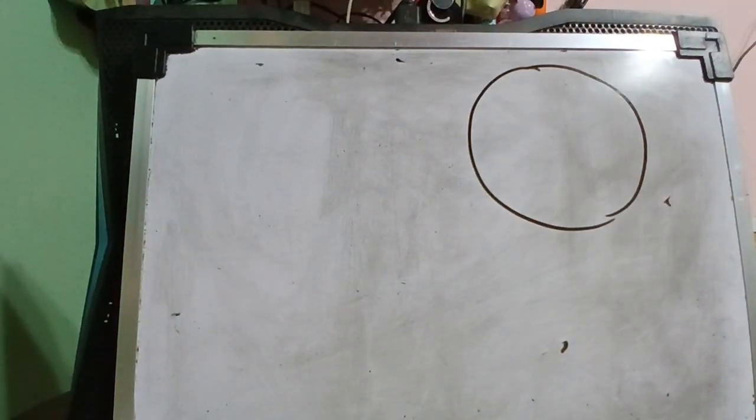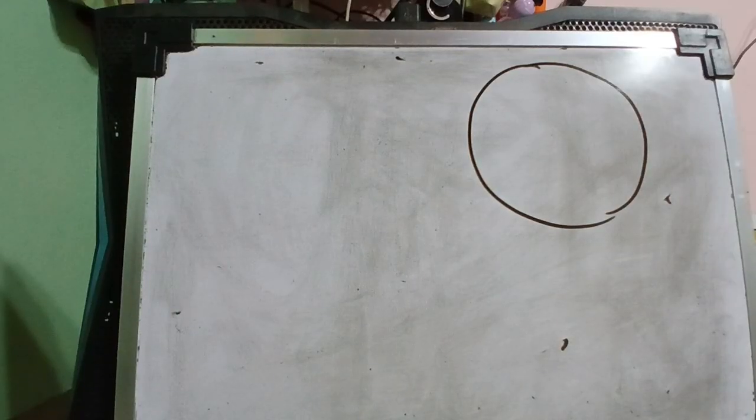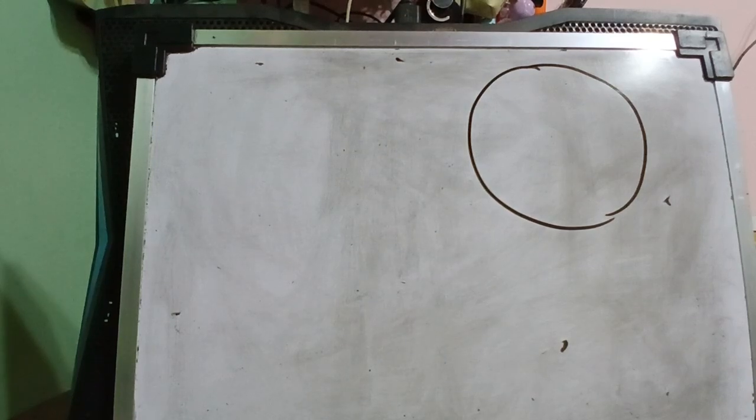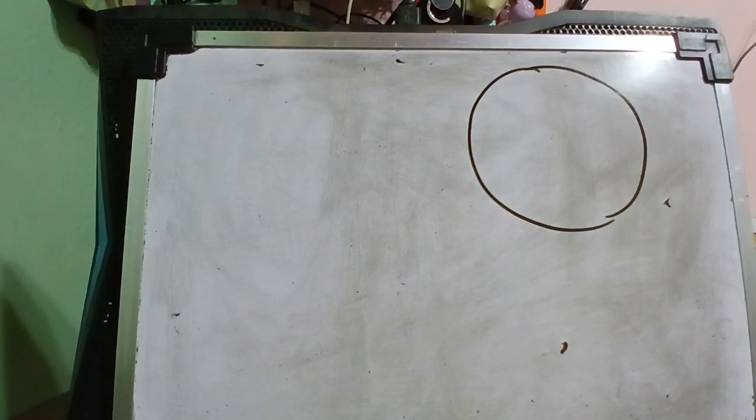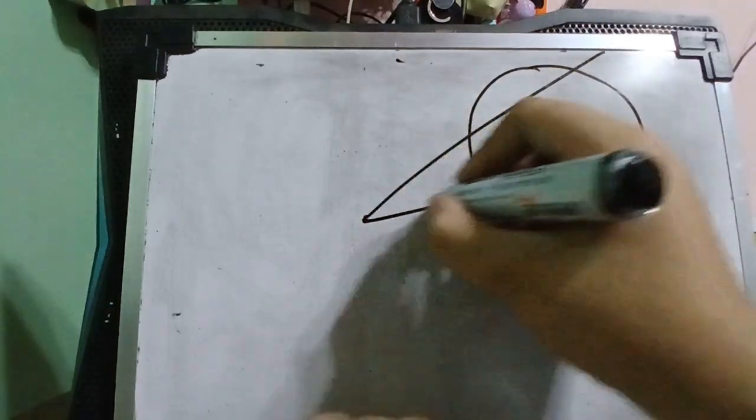Next na theorem natin is the segments of secants. Kanina segments or tangent segments, diba? Ngayon naman is secant segments, power theorem. So, it is where two secants intersect at an external point of the circle. Katulad nung kanina sa tangent segments. So, eto dalawa namang secants. Okay?